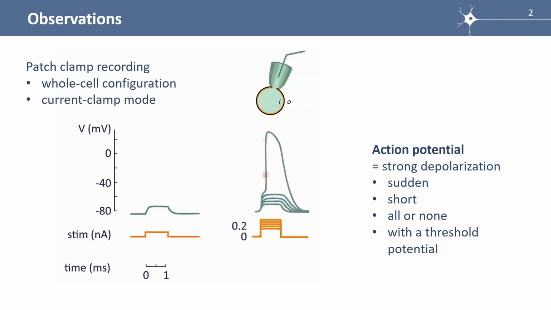It means that it has an amplitude which will be constant whatever we do. If we increase more and more the intensity of the current step, this response will not change. So all or none means that either it exists or it does not. And there is a threshold potential because it appears from a certain depolarization, which is here. Below this potential of around minus 50 millivolts, there is no action potential, but just after there is an action potential. So it's a response that has a threshold.